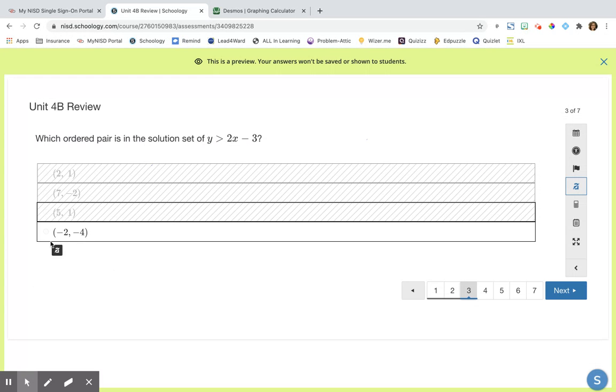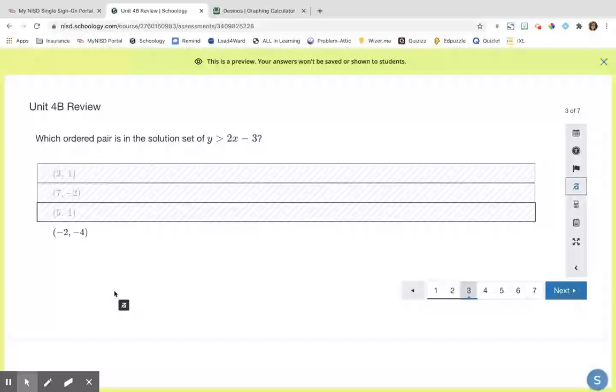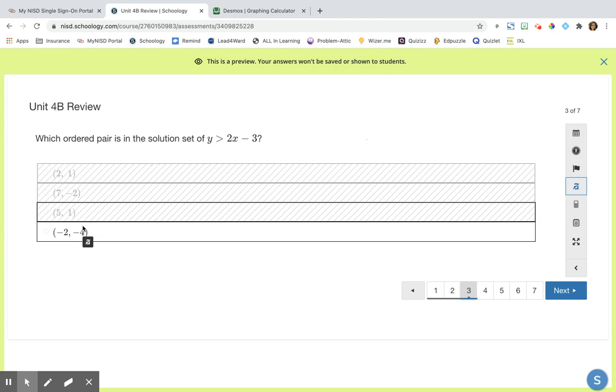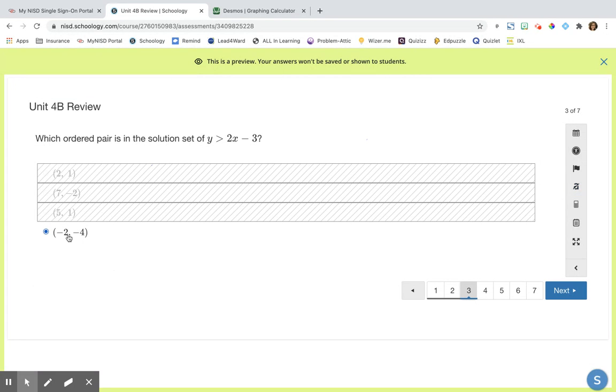So I know my answer has to be this, but just in case, let's test it out. Negative 2 comma negative 4. And see that? It's in the shaded in part. So yes, that counts as the solution, which means that the answer is this last one. So I'm going to click it and let's go to the next one.